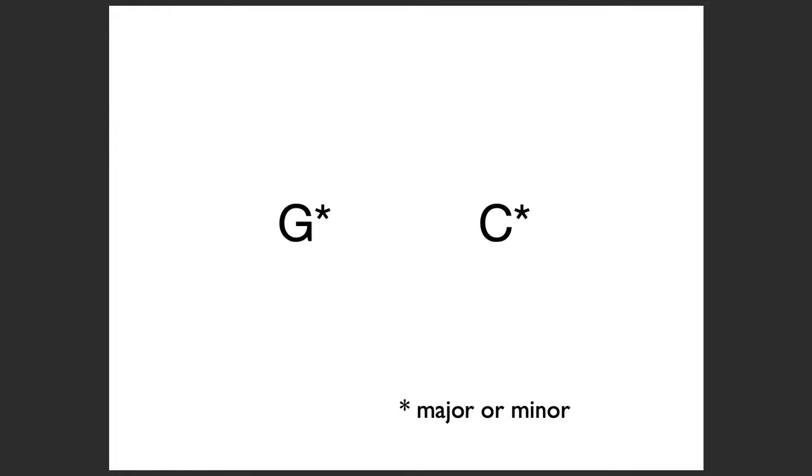So from G to C, major or minor, so we can have G major to C major, G major to C minor, G minor to C major, which is that modal MNRT move, and G minor to C minor.